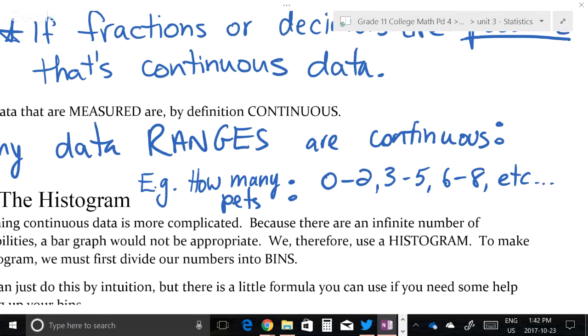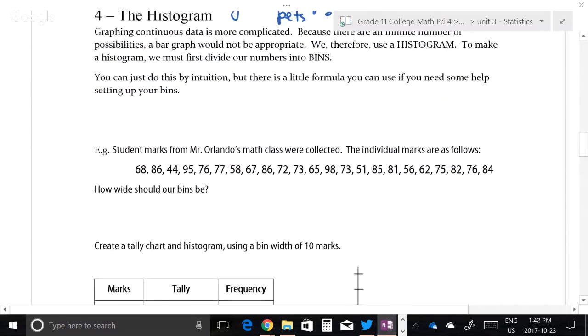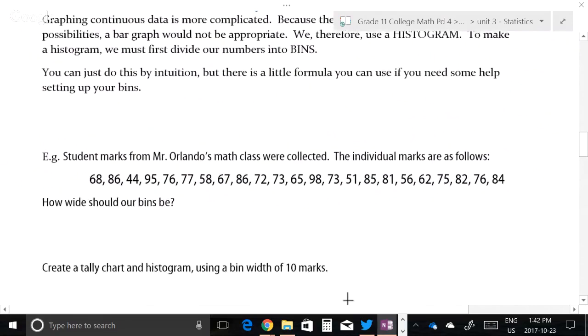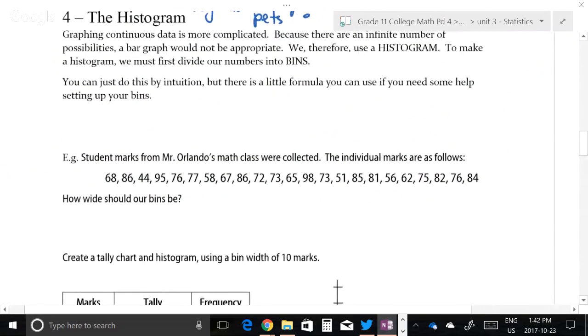We'll talk about it more. So I think the easiest way to do this is to use an example. Does that make sense? Okay. So here we're going to make a histogram from marks in my math class last year.